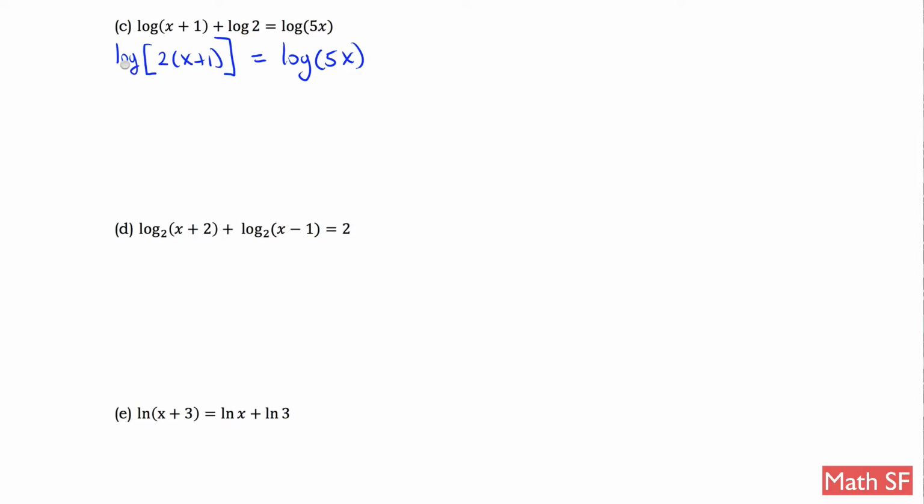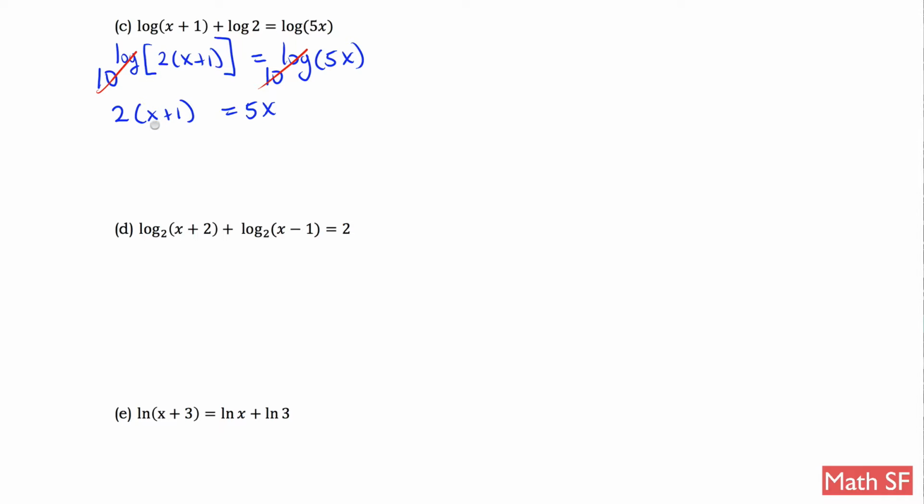Now you can also use the analogy that they're log and log, so the inside must be identical. But just to be safe, because this is base 10, I'm going to make this 10 to this power and 10 to this power. So this goes away, this goes away, and you have 2 parentheses x plus 1 equals 5x.